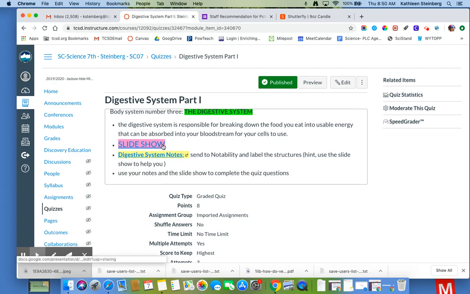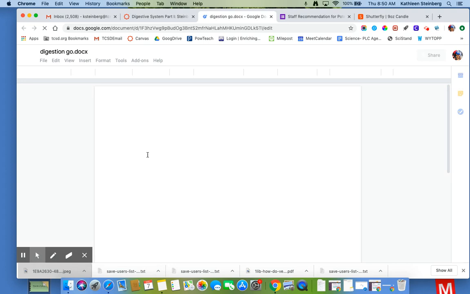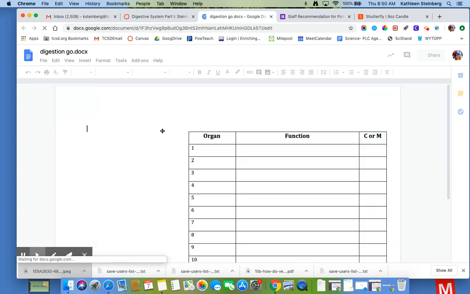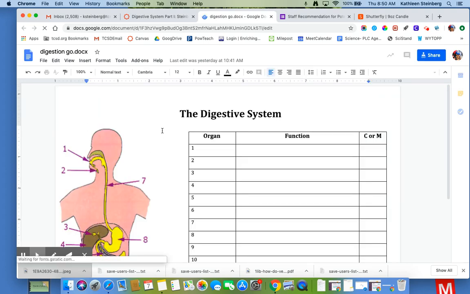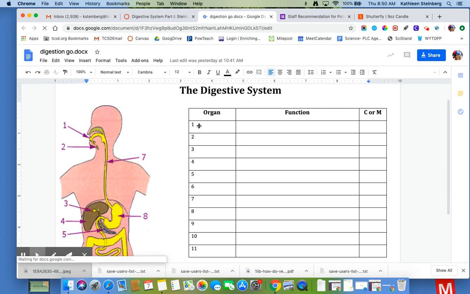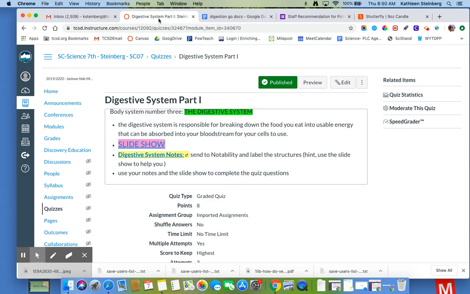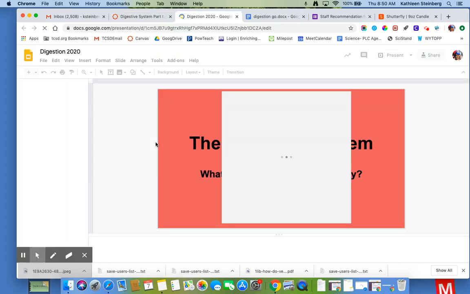So you're going to open up 2 things. One, you're going to send these digestive system notes to Notability, or you could do them on paper. And then you're also going to open up this slideshow. Okay, so these are the notes. So you're going to be filling these out today. Please note that today you're only filling out number 1, 2, 7, and 8. We're not doing the entire digestive system, okay? So 1, 2, 7, and 8. Then you're going to open up the slideshow. We are only looking at slides 1 through 8 today.